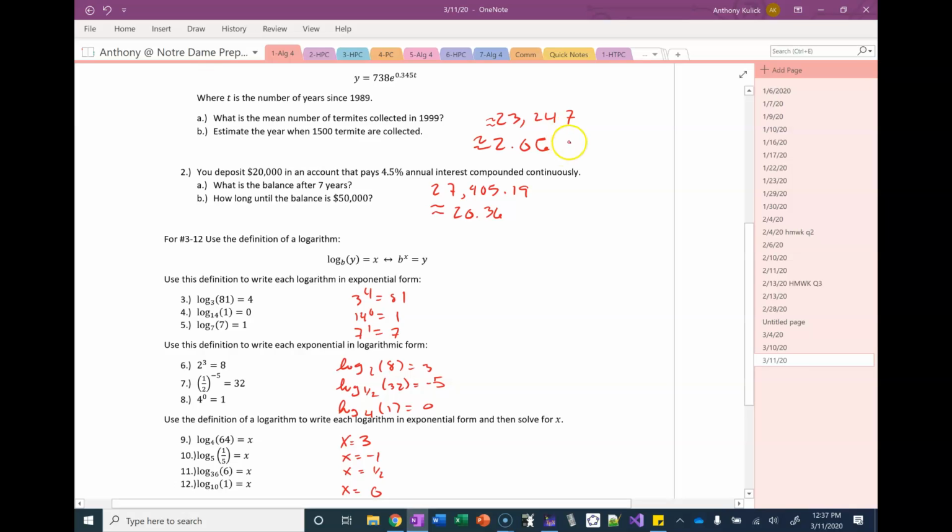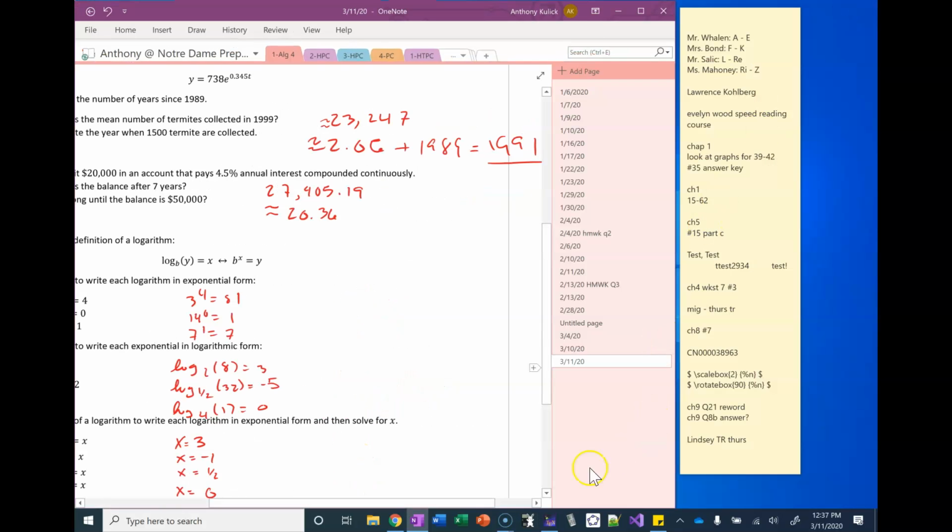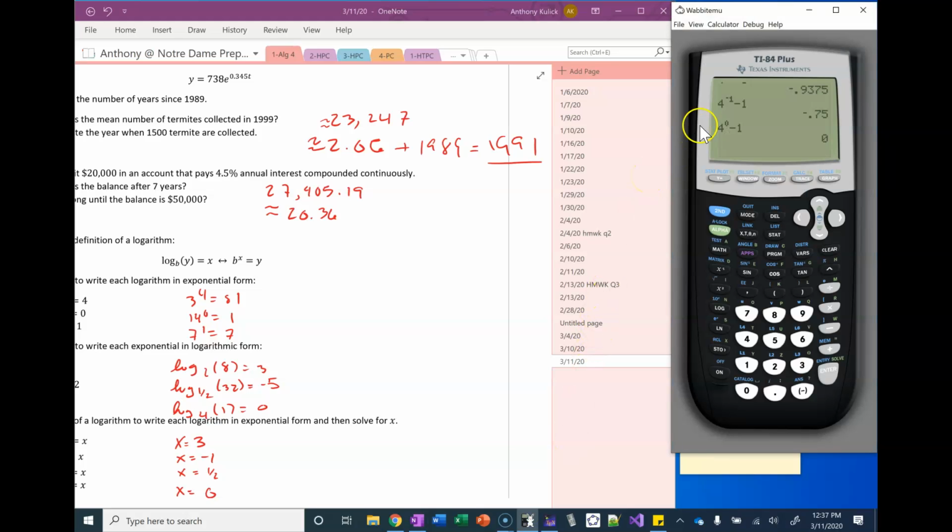Oh, sure. So this would be plus 1989, so I would say like 1991. I forgot to add that number at the end. But to do that, I'm just going to use my calculator and graph and find an intersection. So I'm just going to use the model exactly as they've written. And then I'm going to do 1500 for the other.